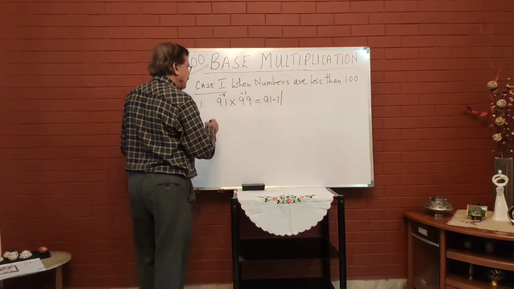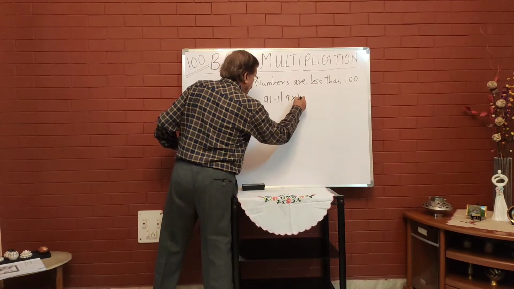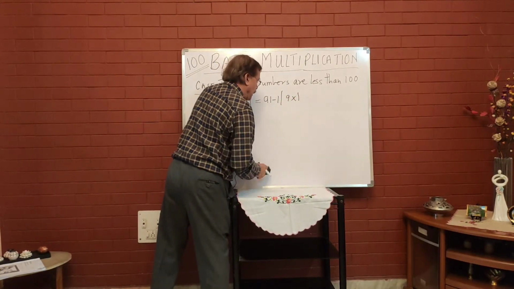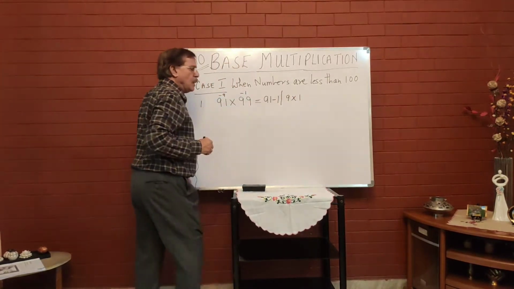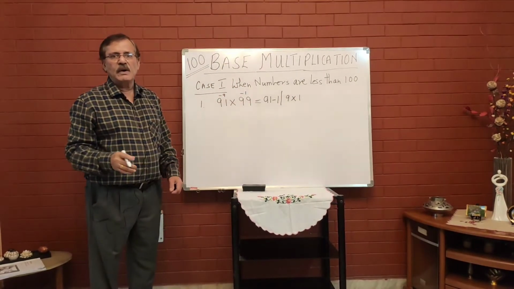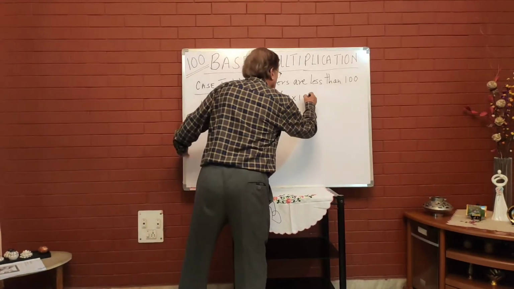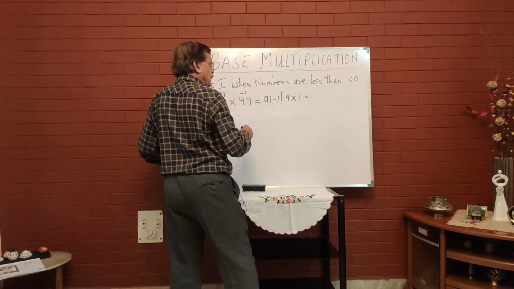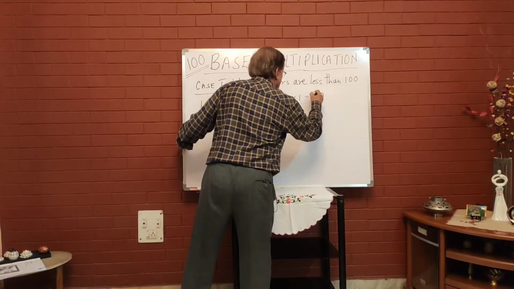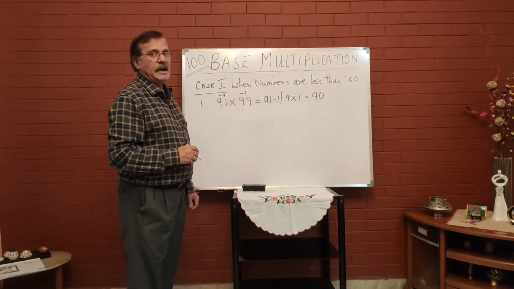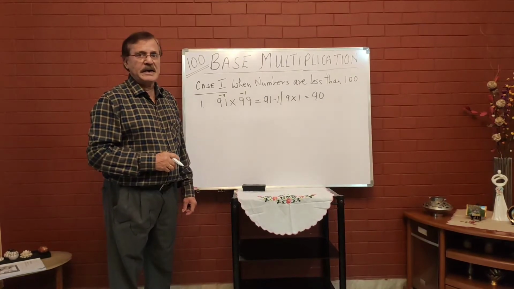And the second part of the answer is 9 multiplied by 1. Either you write minus 9 multiplied by minus 1, or 9 multiplied by 1, because two negatives will make one positive in multiplication. Now when we combine the two parts together, 91 minus 1, 90, and 9 ones are 9. Now should you write 9 over here? No, we will not write 9 over here.